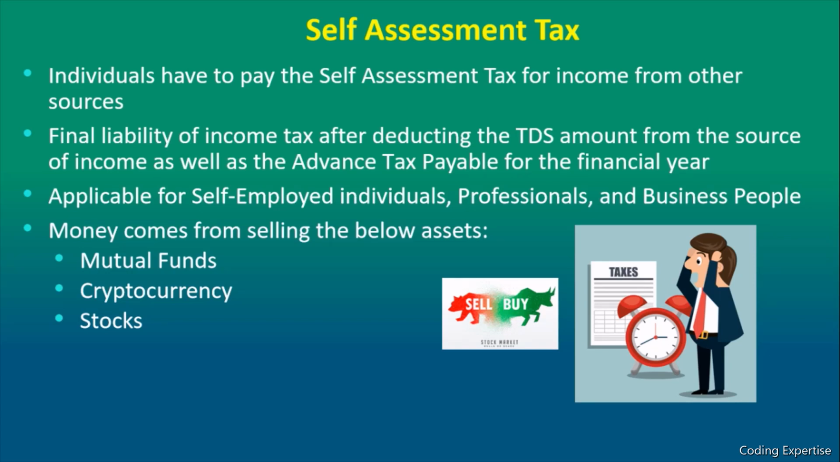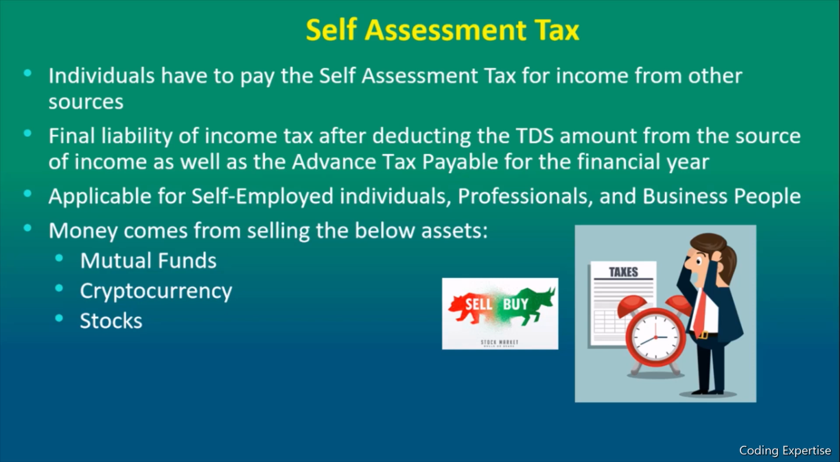Let's come back to self-assessment tax. This tax is mainly applicable for the people who are getting income apart from salary. You can be a business person, or if you are buying and selling stocks, cryptocurrency, and getting any profit. A profit in a sense, it could be a low profit, 2,000, 3,000, or 5,000. You are supposed to pay the taxes.